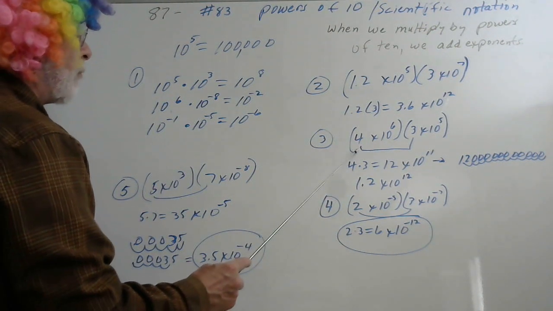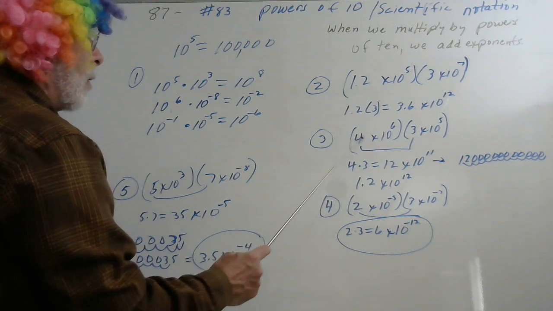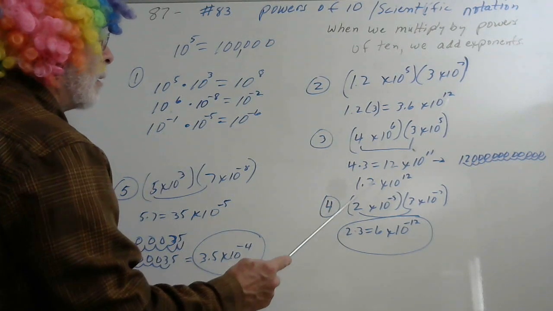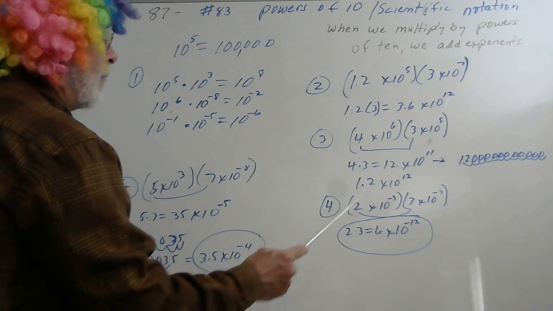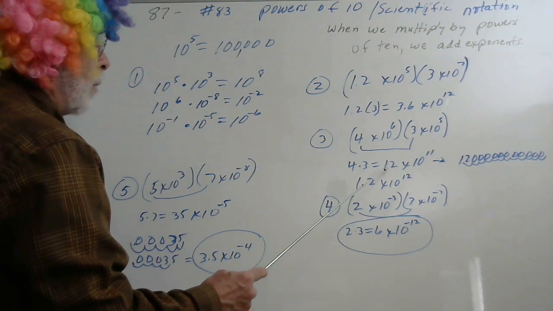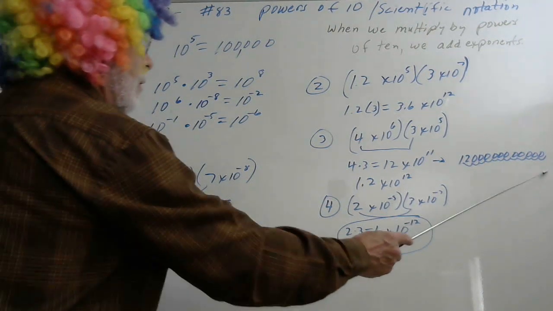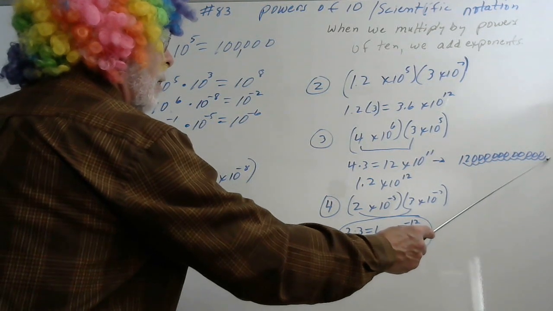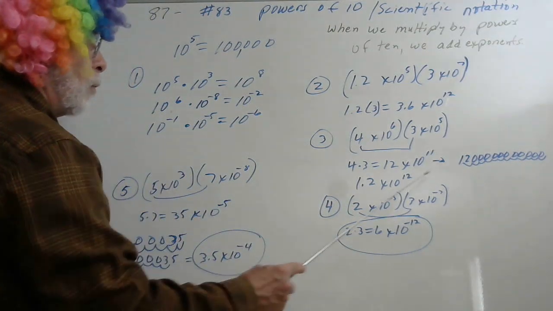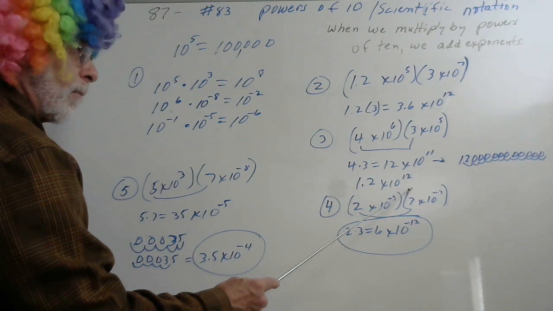The next one has 4 times 10 to the 6th times 3 times 10 to the 5th. Well, 4 times 3 is 12 times 10. 6 plus 5 is 11. Well, this is not in scientific notation. It's not 1.2, so I have to change it to be 1.2. So what I do is I write this out. I wrote 12 with 11 zeros. Then I counted back to where it would be 1.2, and I saw that I had to make 12 moves. So my answer would be 1.2 times 10 to the 12th.